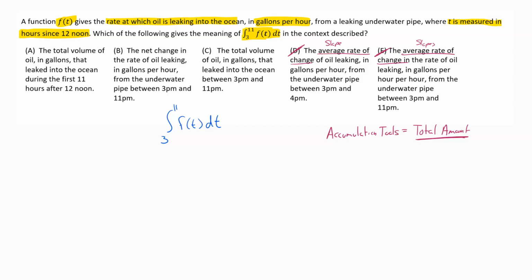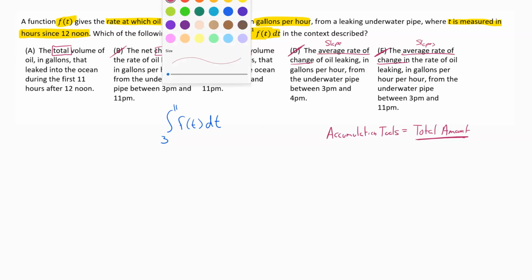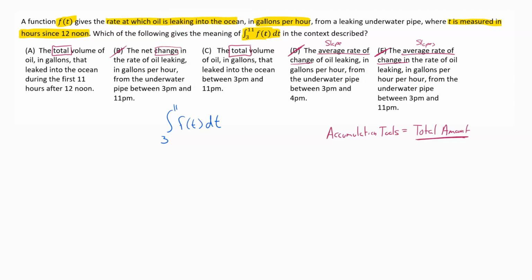Then looking through A, B, and C, I see language that I like on A, total. I see language that I like on C, total. And then we're not looking for the net change. Again, when I see change, change is about sort of a derivative usually. So here, I'm not looking for that. I know that B is probably not going to be what I want either. So I'm going to throw all those options out, and then I'm going to come back and see if A or C makes the most sense and is one of my answers.